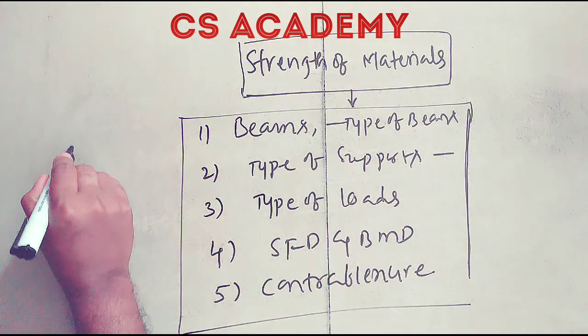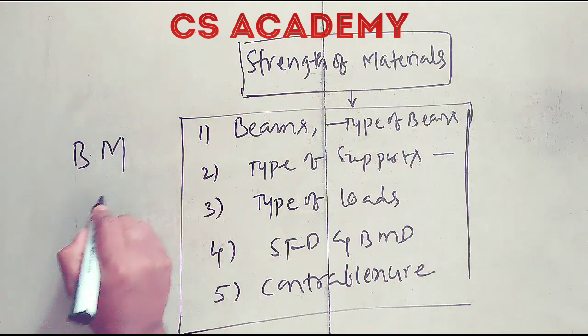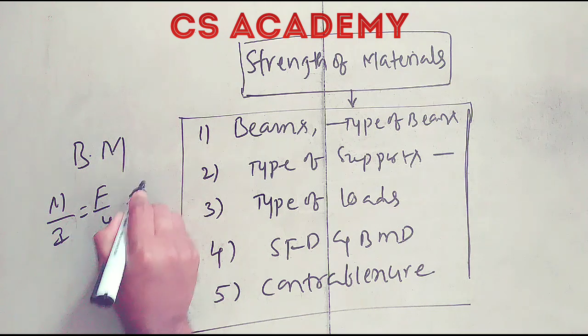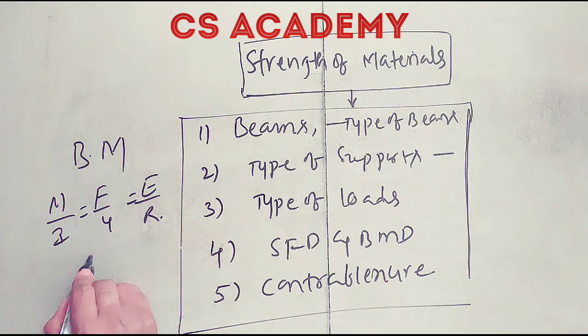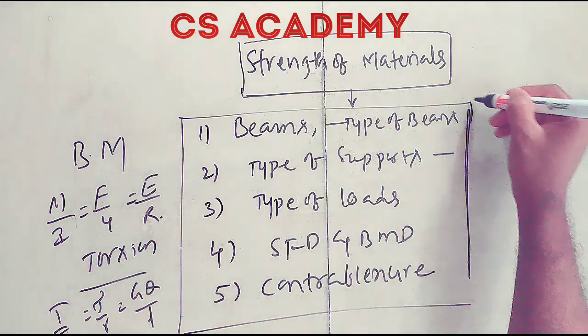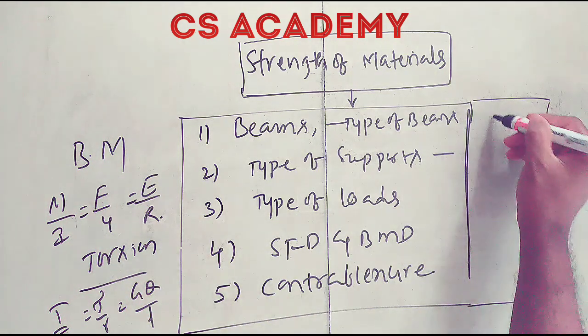This is followed by the next concept, the bending moment equation, M by I is equal to F by y is equal to E by R, and it is followed by the torsion equation, T by J is equal to tau by R is equal to G theta by L, and it is followed by the next equations. It is a strain energy concept.